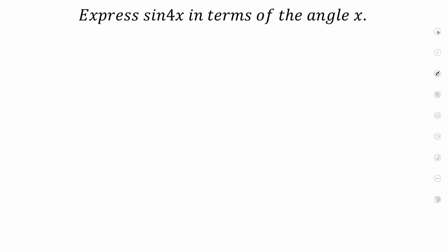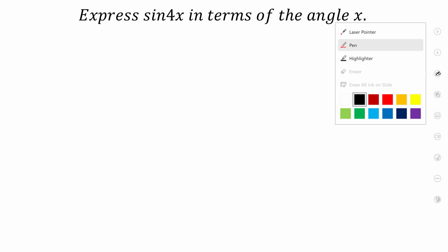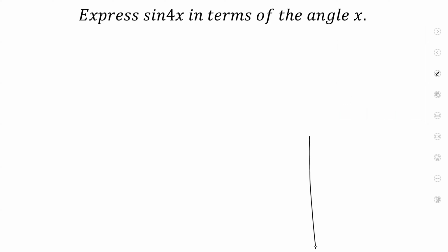Perfect. Okay, next one. We're going to express sine 4x in terms of the angle x. So instead of my angle being a 4x, I just want a simple x. That's what it's saying. Express it in terms of x, not 4x. I'm going to give you some hints down here. Remember, when I have sine of 2x, you can use the double angle identity. This is 2 sine x cosine x, right? If I have cosine of 2x, y'all remember the formula?